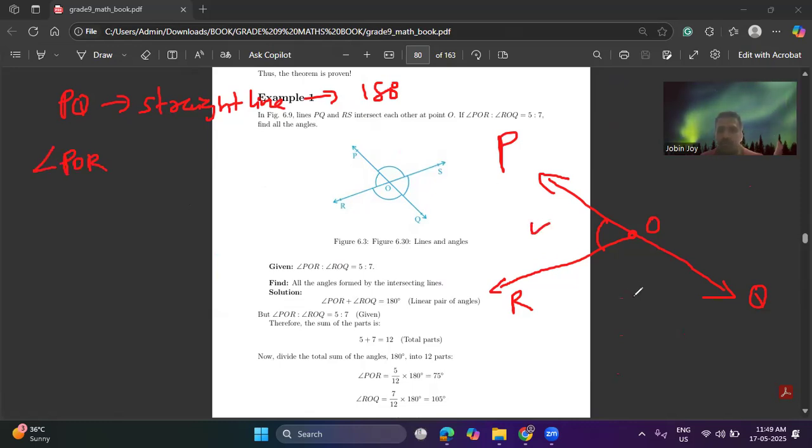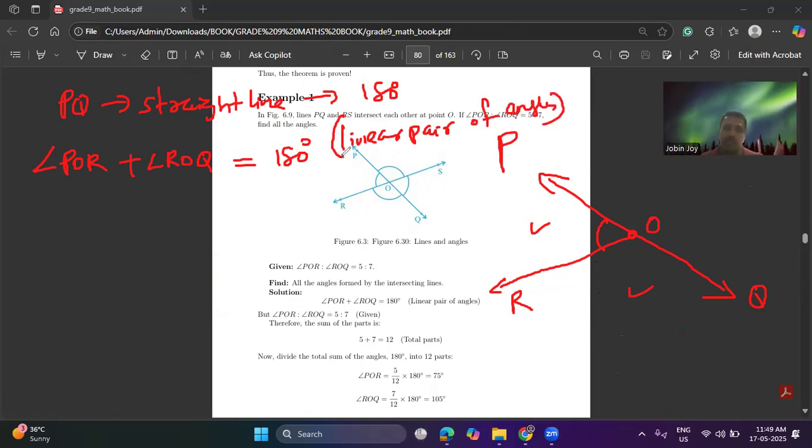So this angle plus this angle. What is the name of this angle? Angle POR plus angle ROQ equal to what? 180 degrees. We know that. Why 180 degrees? This is called a linear pair. We already studied linear pair of angles. Because of the linear pair of angles, angle POR plus angle ROQ is equal to 180 degrees.